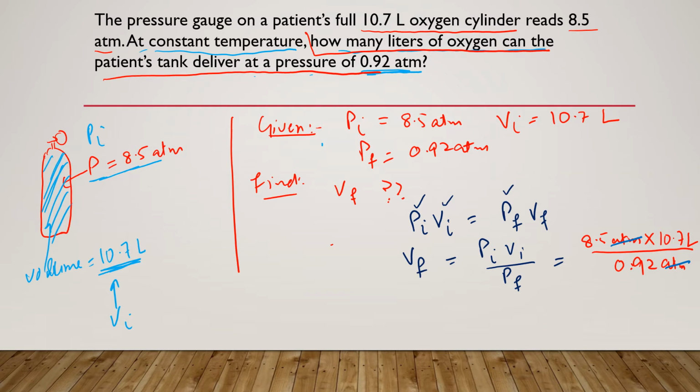Let's solve this equation. When we multiply 8.5 with 10.7, we get 90.95 liters divided by 0.92. So let's divide that number by 0.92, and the answer comes out to be 98.6 liters. So that is the answer.